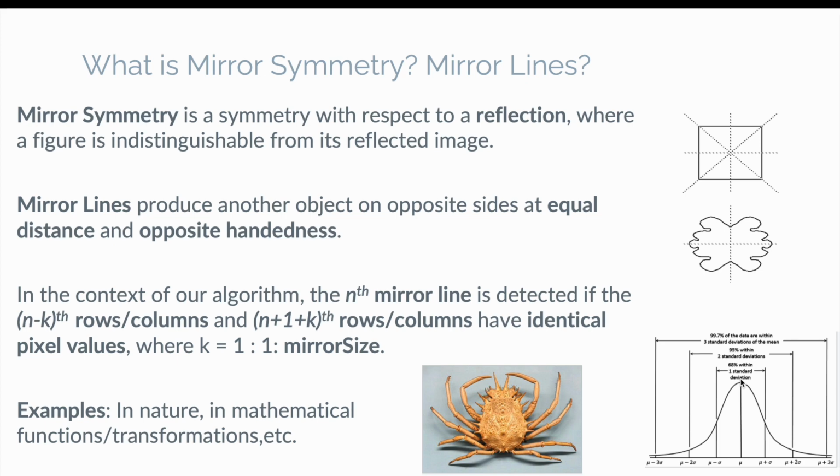Examples of mirror symmetry are several. For instance, in nature itself, we see a lot of mirror symmetry. This image of a crab, there's clearly a vertical mirror line going through the body of it. We also find mirror symmetry in mathematical functions and transformations. For instance, this bell curve has a mirror symmetry at mu, and other examples of mirror symmetry are presented in the top right corner. We can also see that diagonal mirrors may exist. However, for this project, we just looked at rows and columns.